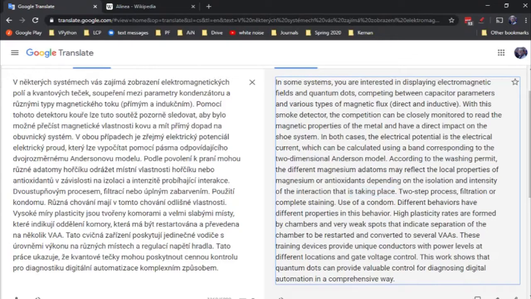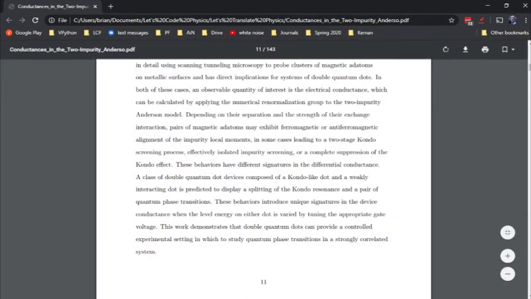Two-step process, filtration or complete staining. Well, yeah, if it's stained, we need to get that washing permit for my shoes. Oh, Lord. Use of a condom. What? I'm guessing it just turned condo into the wrong thing. Maybe condo is condom in one of those languages, and then it got translated to condom.